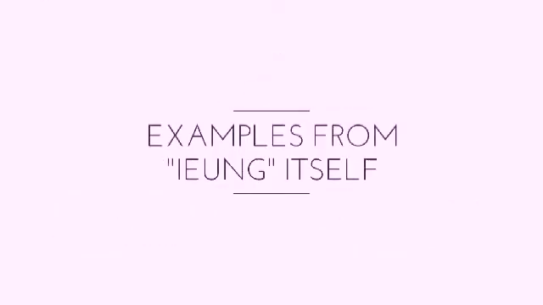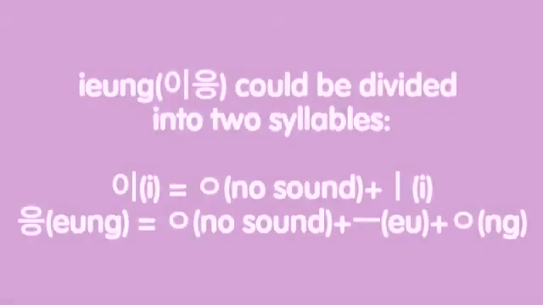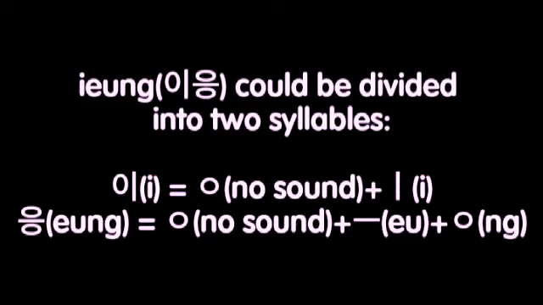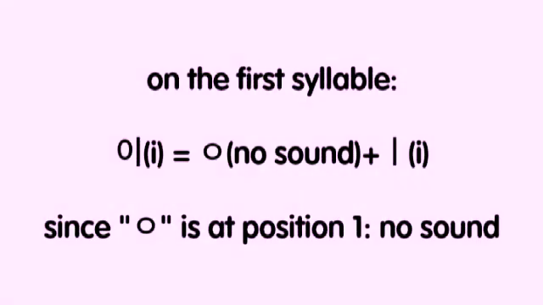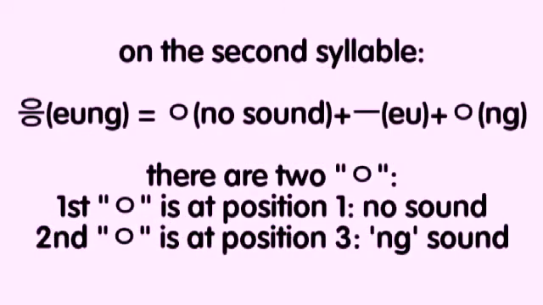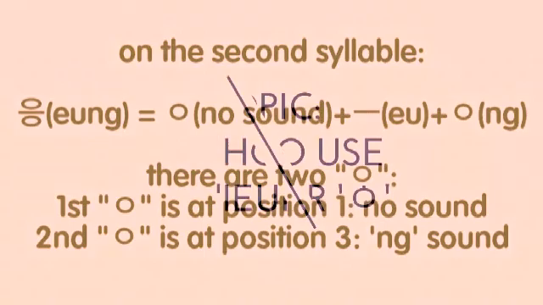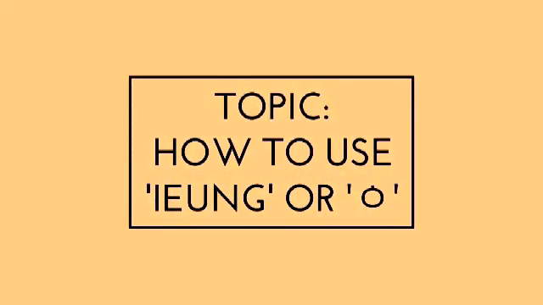Now let's see how the ieung character is used in the word ieung itself. Ieung could be divided into 2 syllables: i, eung. The first syllable is just the sound of i with an ieung in the first position. And since it is in the first position, it has no sound. In the second syllable, we have 2 ieung characters. The first ieung is at position 1, therefore it has no sound. The second ieung is at position 3, therefore it has the ng sound. And with that, you just learned how to use ieung.